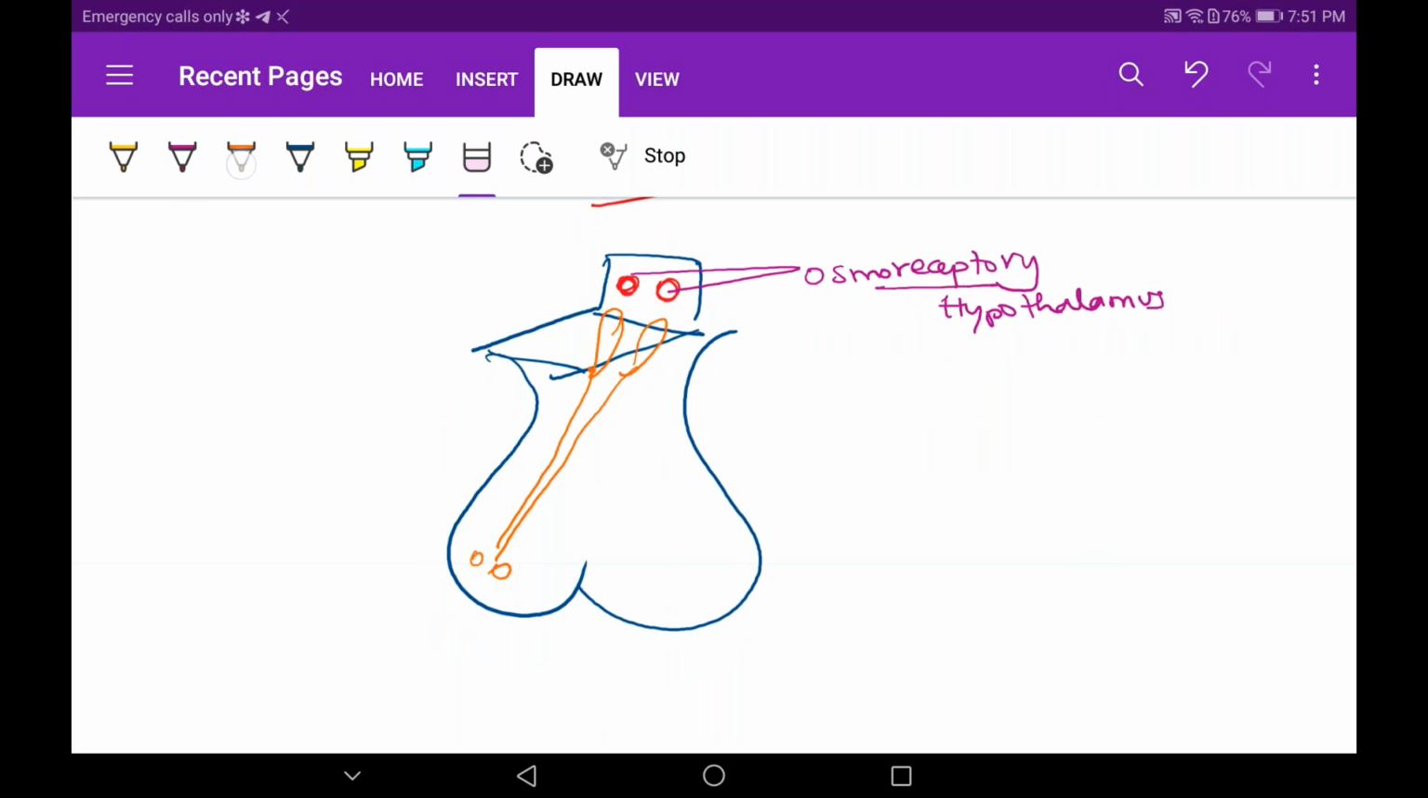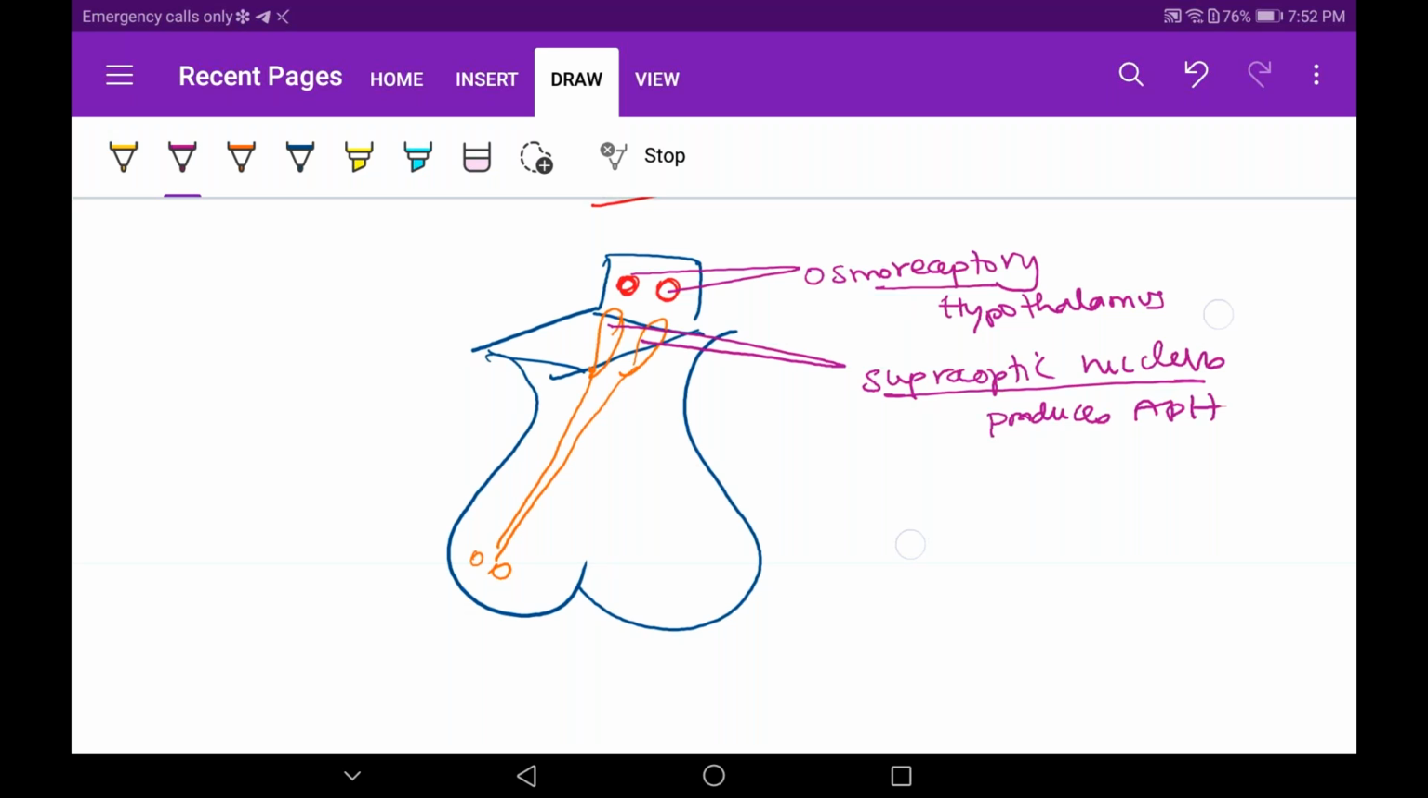Okay, now I'm labeling another thing over here. I'm giving a name as supraoptic nucleus. What does this supraoptic nucleus do? It is an area present in the hypothalamus which produces the ADH. Okay, ADH. We have come to the ADH part. We are done with the concentration, development, and maintenance. Now we are in the ADH part.